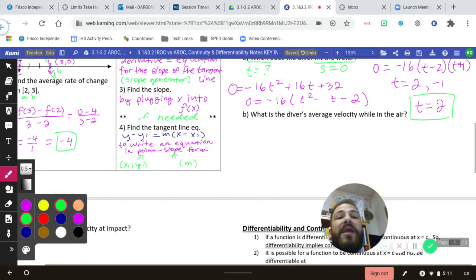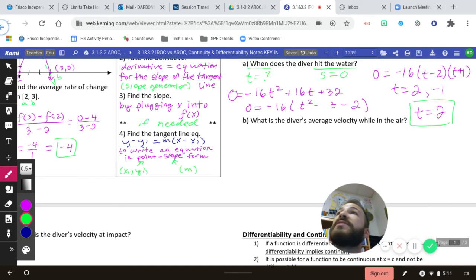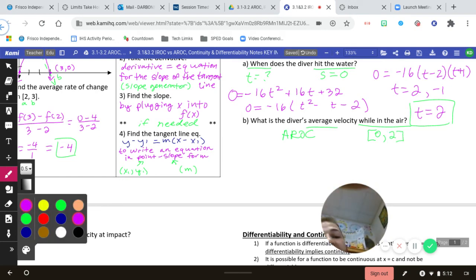All right. B, what is the diver's average velocity while in the air? Okay, well, they use the word average. So what are we finding? AROC. And while in the air, so that's an interval. My interval would be from 0, because that's when I start, to the time we hit the water, so 2. So I'm finding S of 2 minus S of 0 over 2 minus 0.